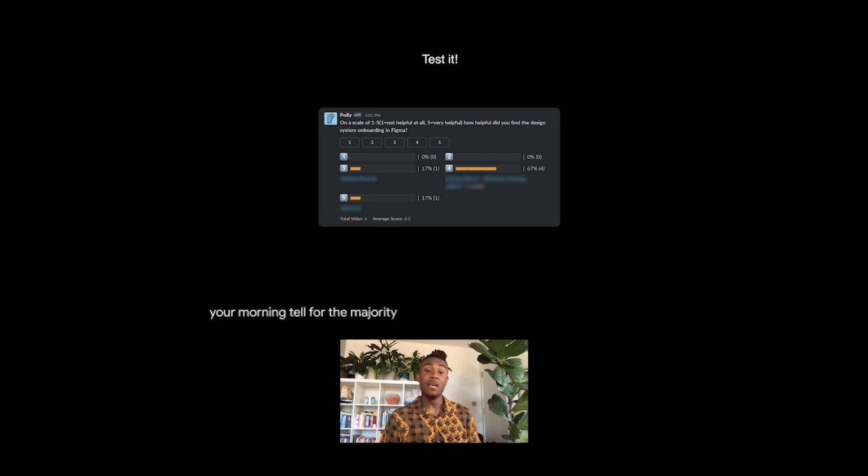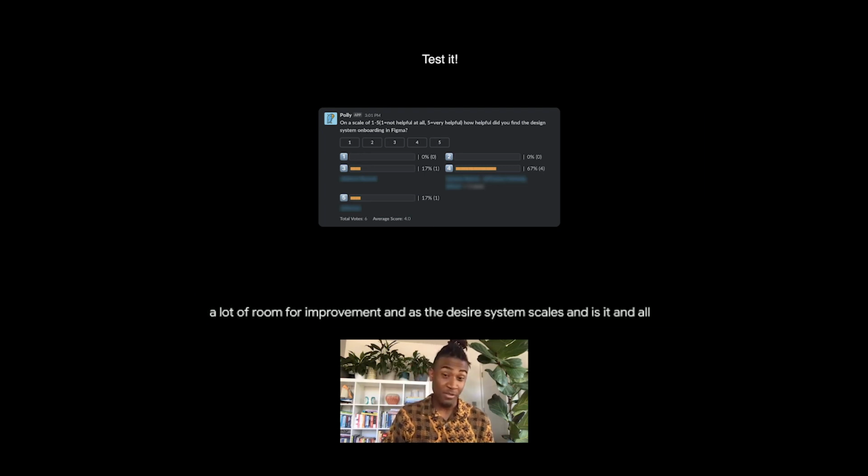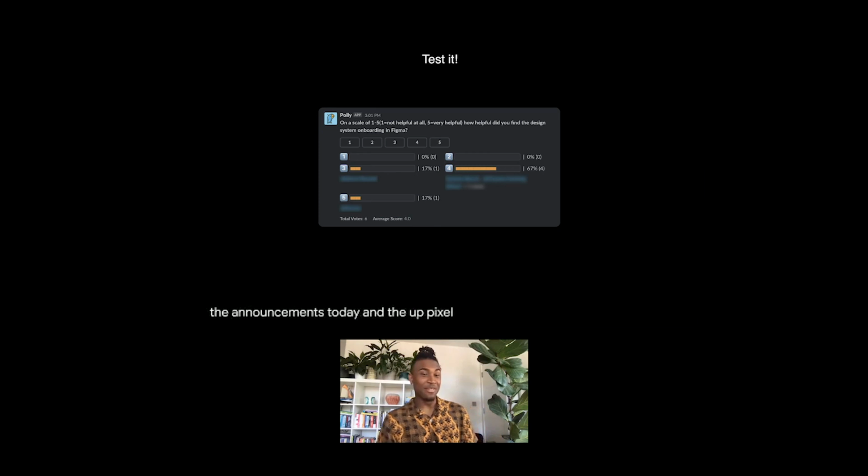But just like any first version of anything, there is still a lot of room for improvement. And as the design system scales and as it evolves, and with all of the Figma announcements today and the updates that we may have to make, then there are always improvements that can be put in place on the onboarding experience itself. But you can also see that it's working extremely well for some of the other designers.